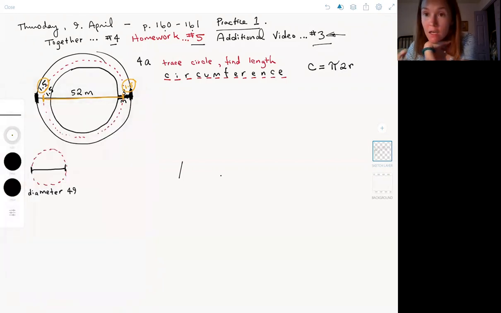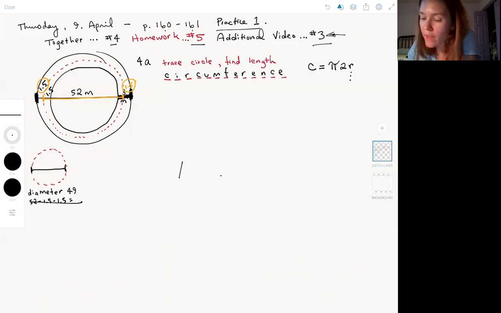If you didn't get that, pause, rewind, listen again. So we know it's 52 minus 1.5 minus 1.5, or 3, which equals 49. Okay, so our diameter for this circle is 49. I don't want to emphasize that, so I'm just going to cross out. The diameter is 49. But we need the radius.